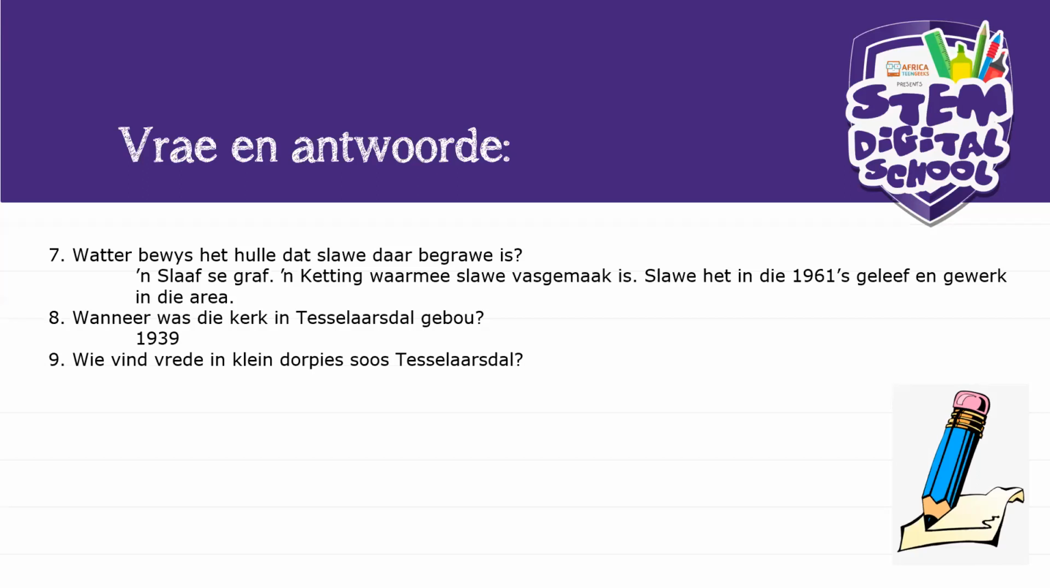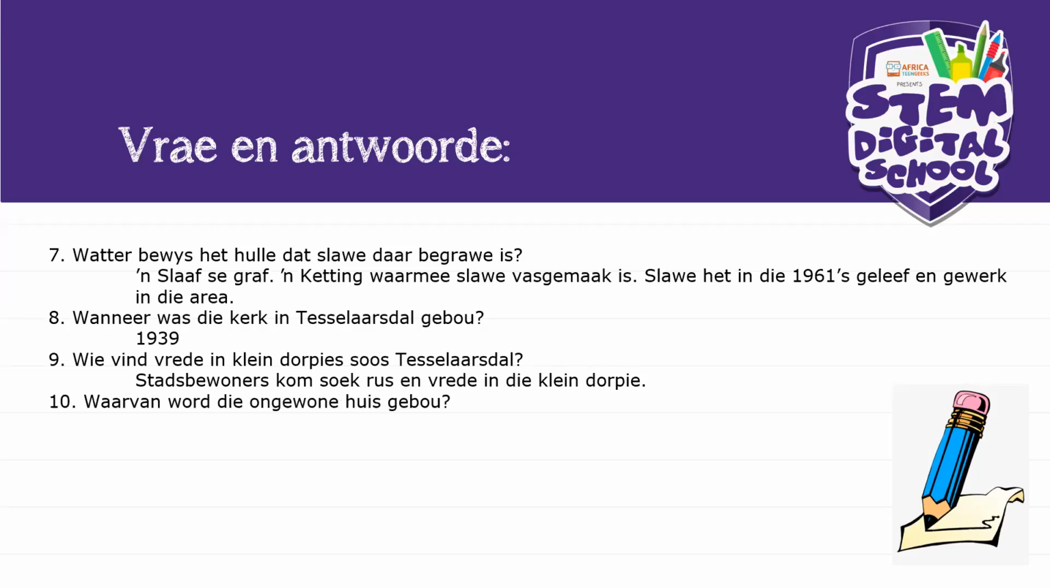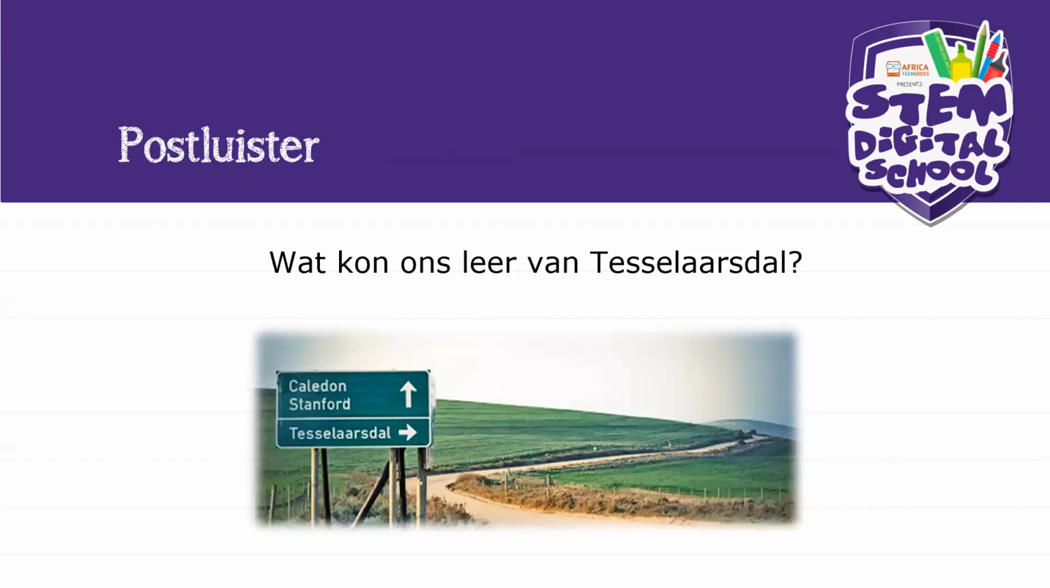Okay, guys, I'm going to go on. So it's stadsbewoners, so people that come to the town to rest. It's people from the city. And then, waarvan word die huis gebou waarvan hulle praat? So there is a house that they built at the end of the video. From what do they build that house? Stroklei, correct, Onka. All right, guys.